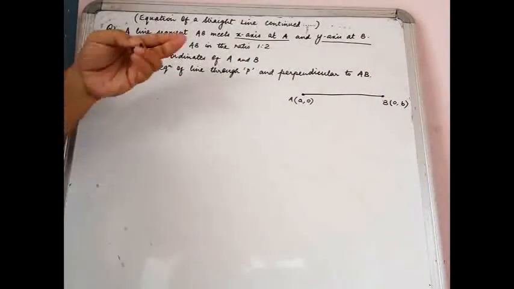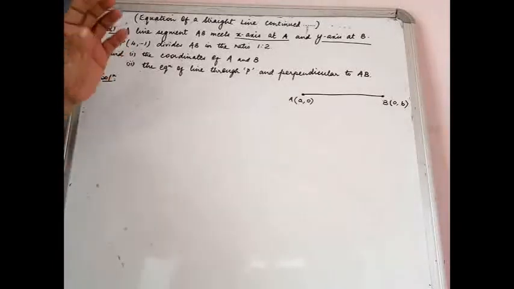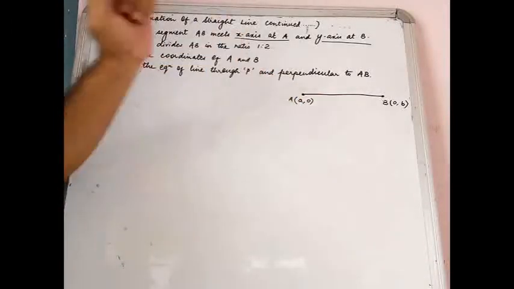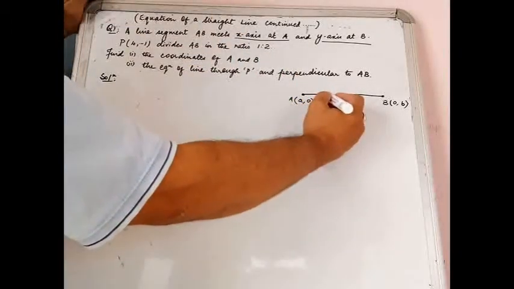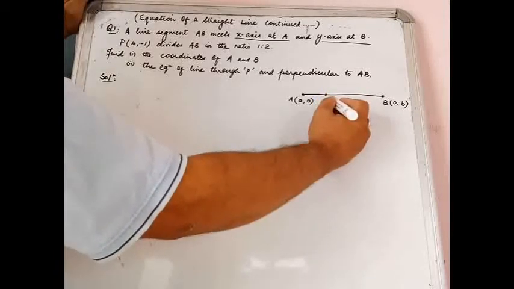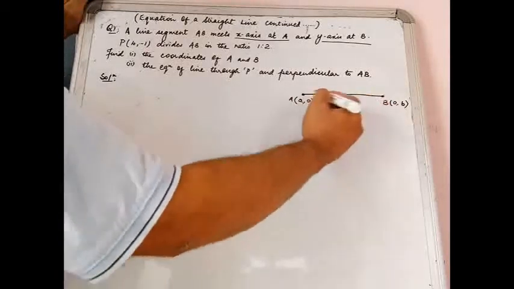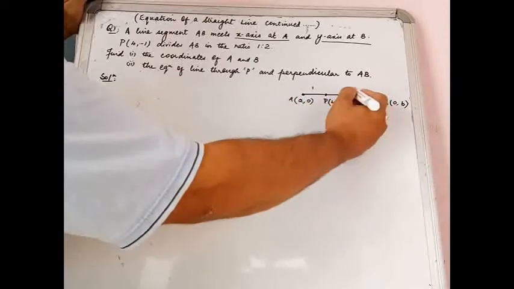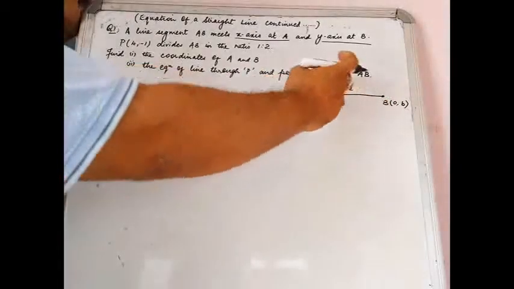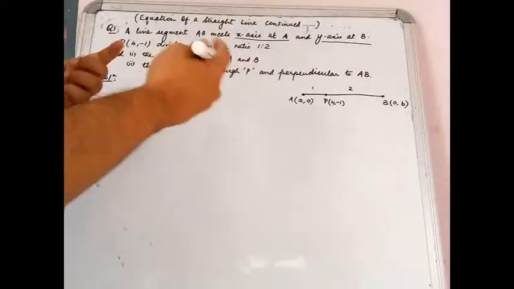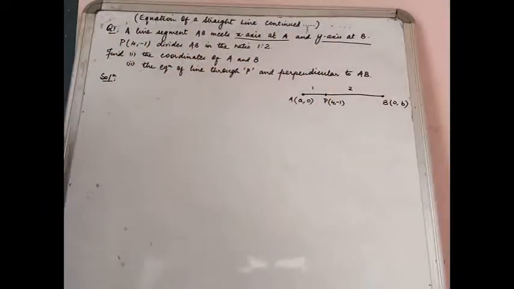Now, read the question further. Point P, which is the third point, divides this line AB in the ratio 1:2. So obviously point P will be lying somewhere over here. I am going to mark down P (4, -1) dividing this line AB in the ratio 1:2. By having a look at this diagram, you can recall that this is a part of the section formula that you have studied earlier. Now, after drawing the diagram, let us see what all things have been asked.